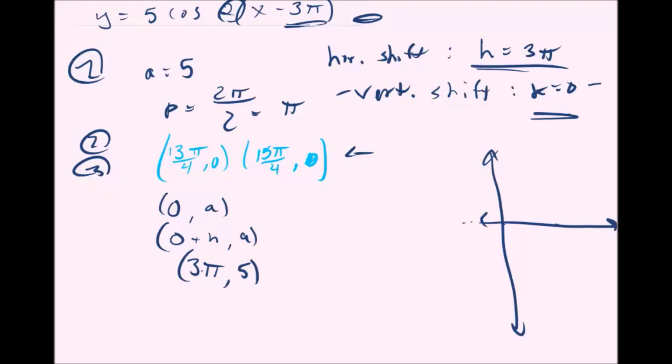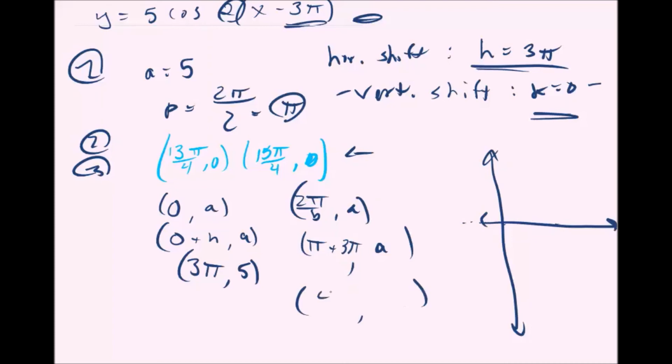Our second maximum is going to be, normally, the period, comma a, so 2 pi over b, that's the period, comma a. So in this case, what we should have is pi, because the period is pi, comma a, but because we have the horizontal shift, we need pi plus 3 pi, that's the period plus the horizontal shift, comma a. So we're going to have 4 pi, comma 5. So the second maximum is at 4 pi, comma 5.